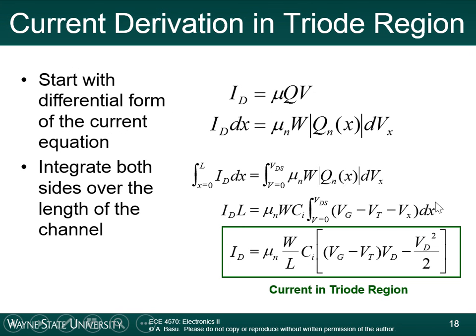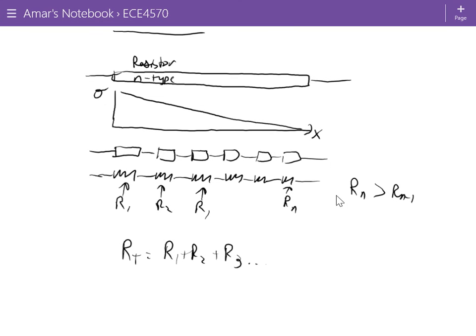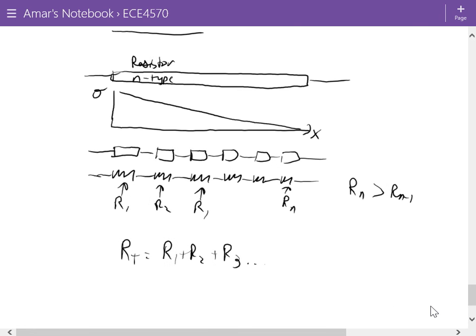So you start with the differential form. ID is equal to mu times Q times V. This is a basic equation for current versus voltage. Then we split it up into smaller pieces. This is where we're splitting up the larger resistor into smaller resistors, and each one of these resistors has a width, dx.